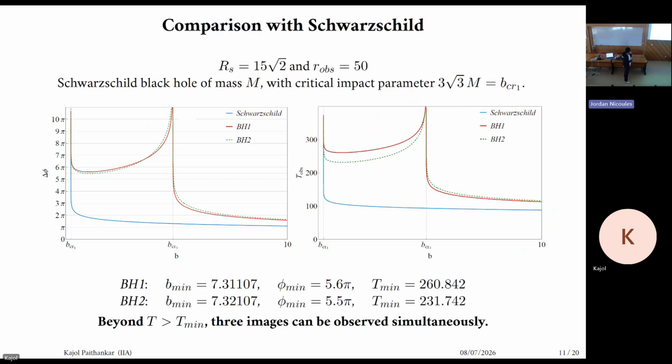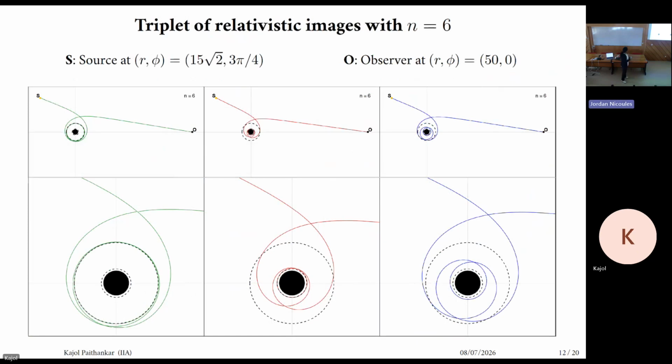The other thing is there is a minimum value, and I can find out what that minimum value is. The minimum value of B, the impact parameter, is the same in both cases. So if we make observations correctly, beyond a certain minimum time, say T minimum here, then we'll definitely see multiple images at the same time, caused by multiple photons. Okay, so these are some of the images.